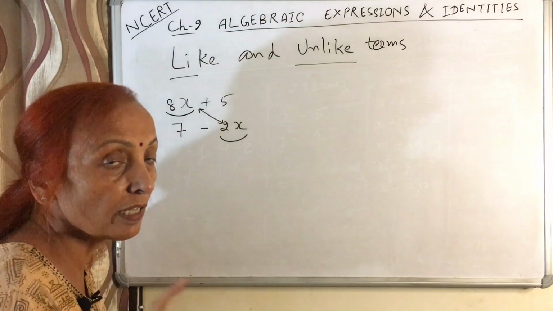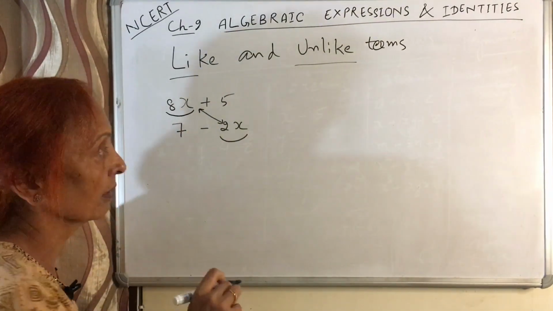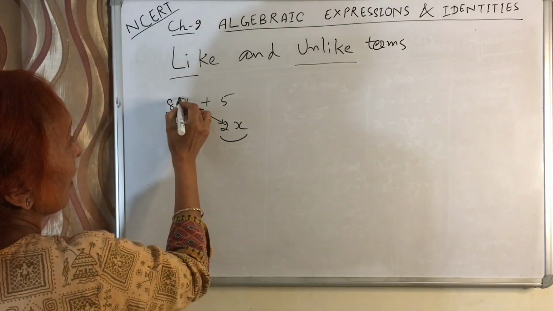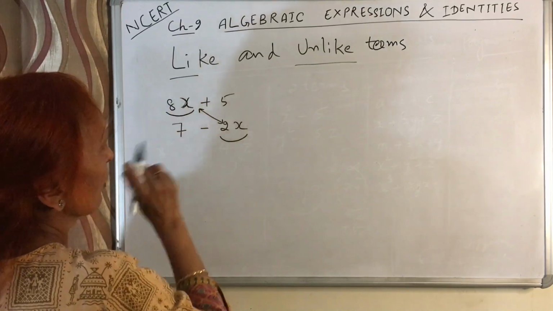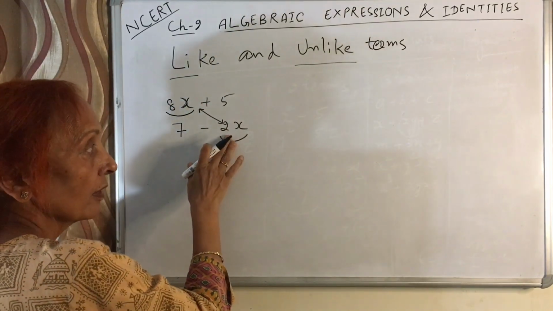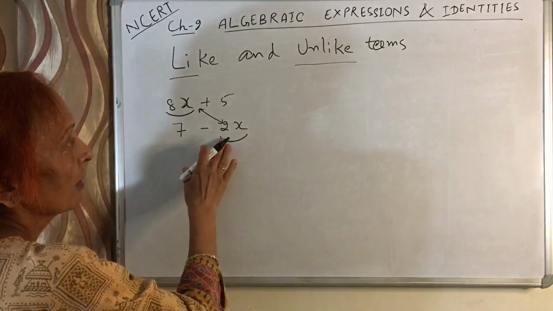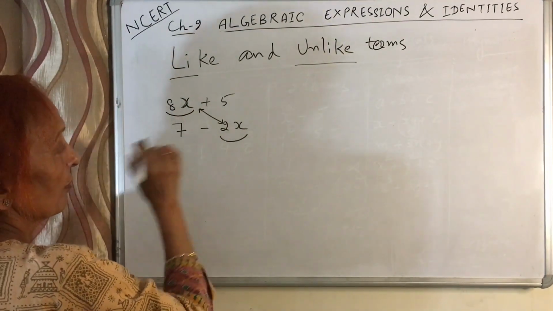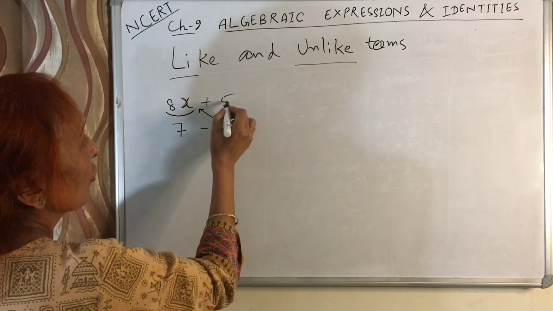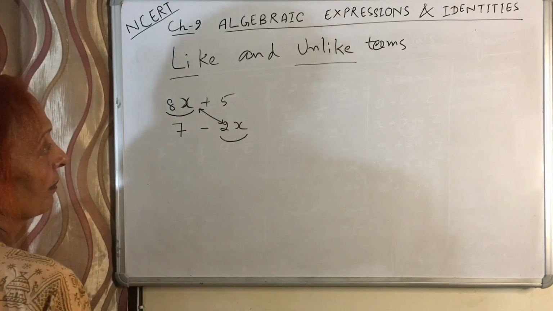Variable should be the same with the same degree, those are like terms. Coefficient may differ, but the variable and the degree of the variable should be the same. Those will be like terms. 5 and 7 are constants, so these are also like terms.